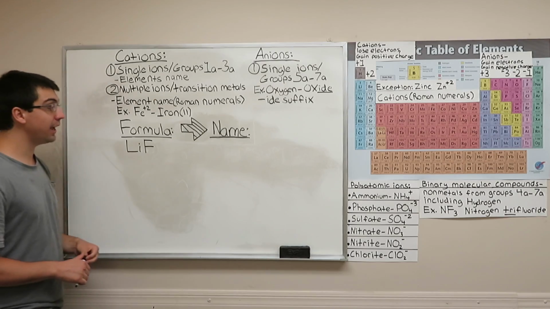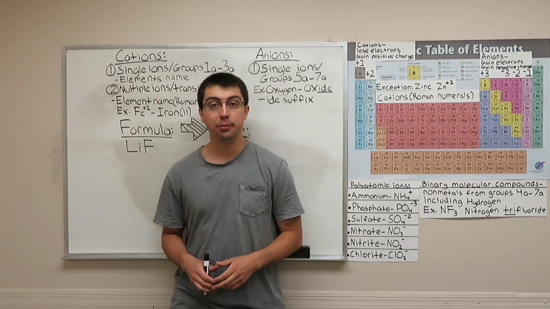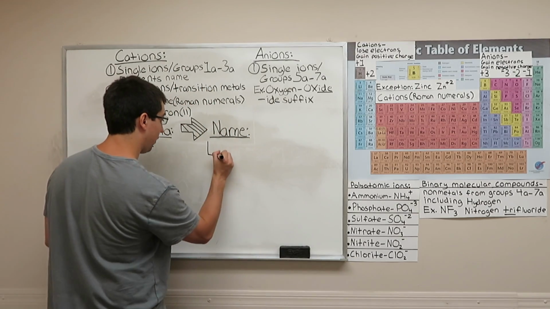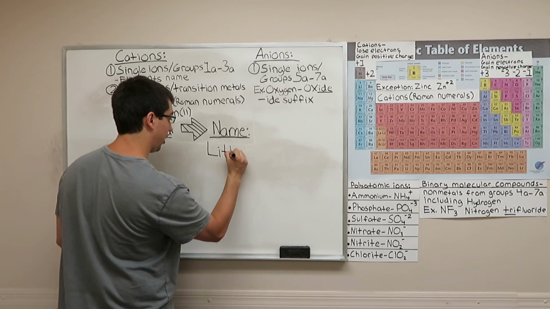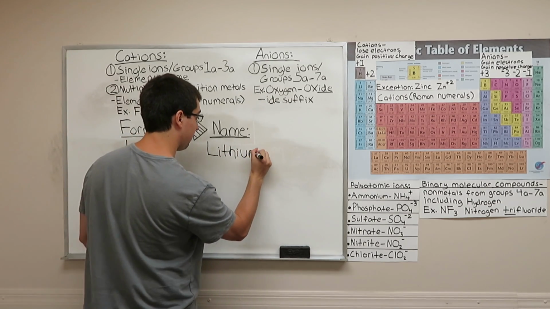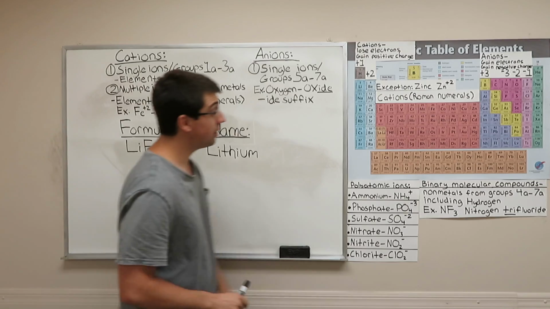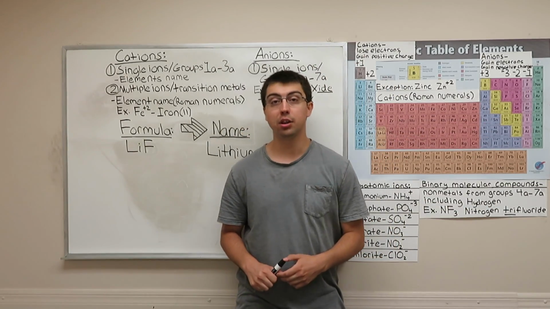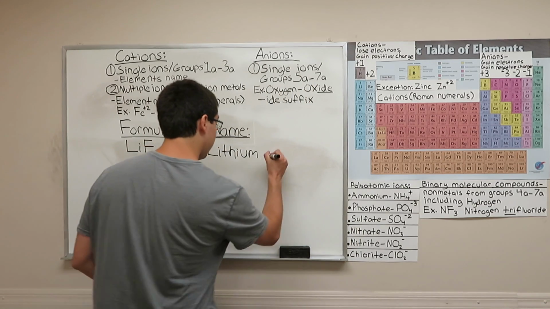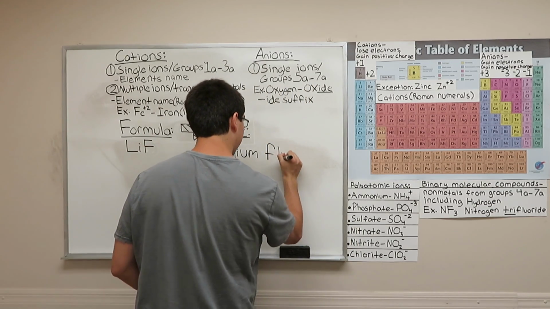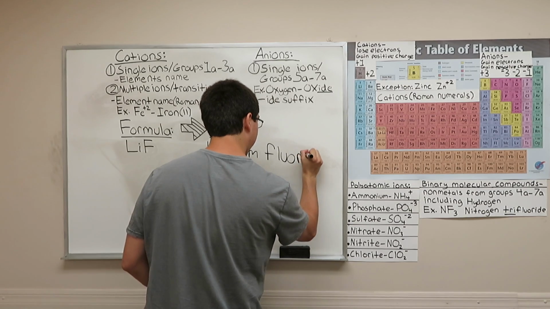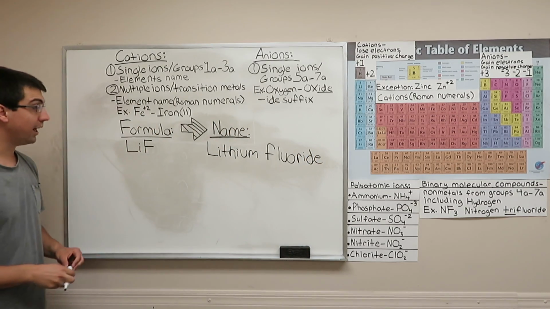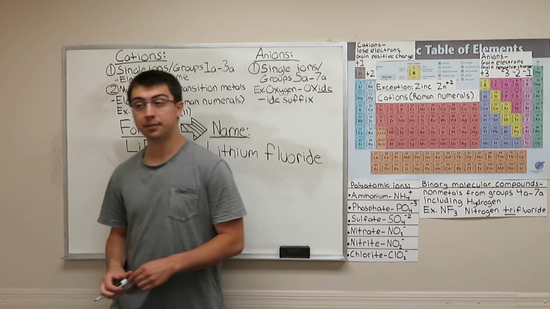Our formula is LiF. First, we need to write down each of the elements' name. Li is lithium. F is fluorine, and since we're naming a compound, we're going to call it fluoride. And the name for LiF is lithium fluoride.